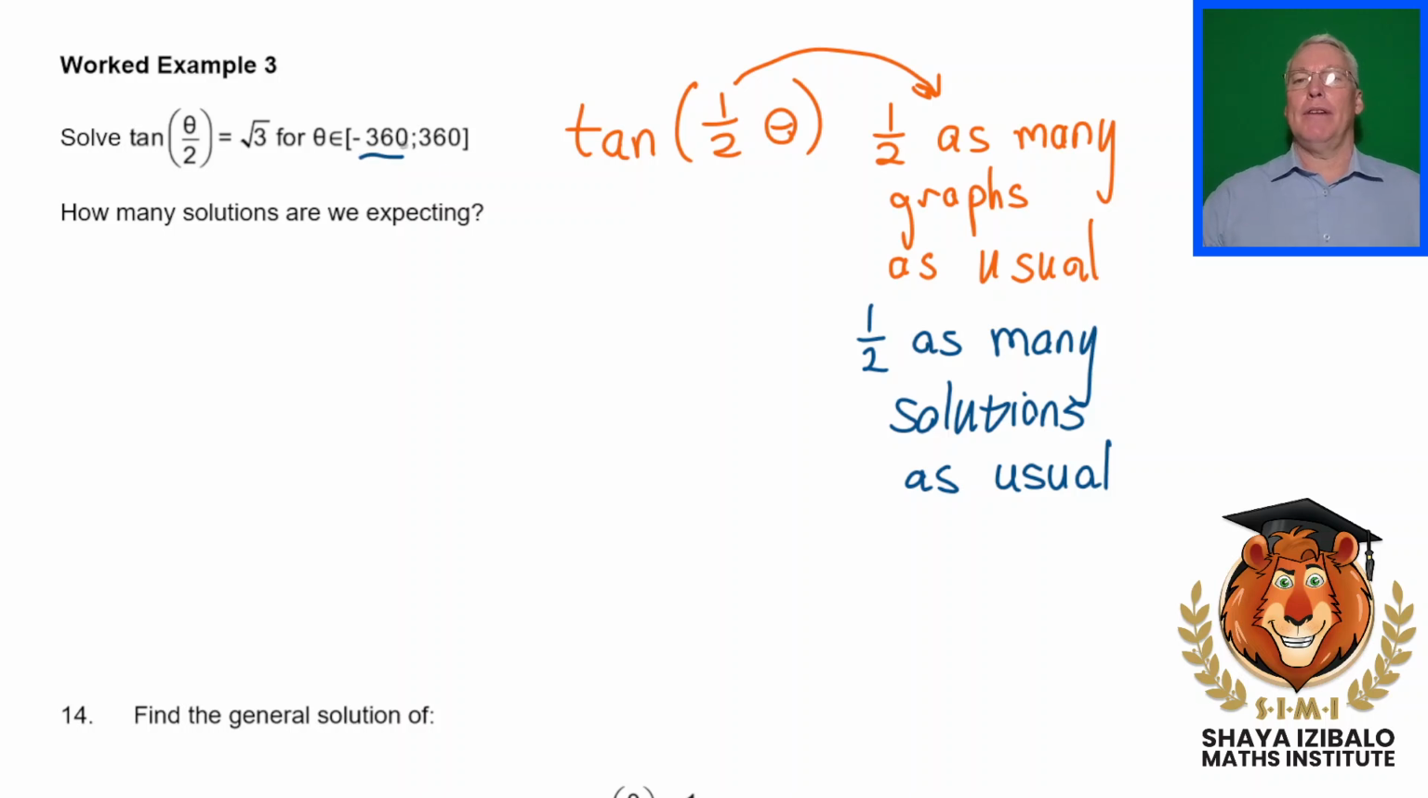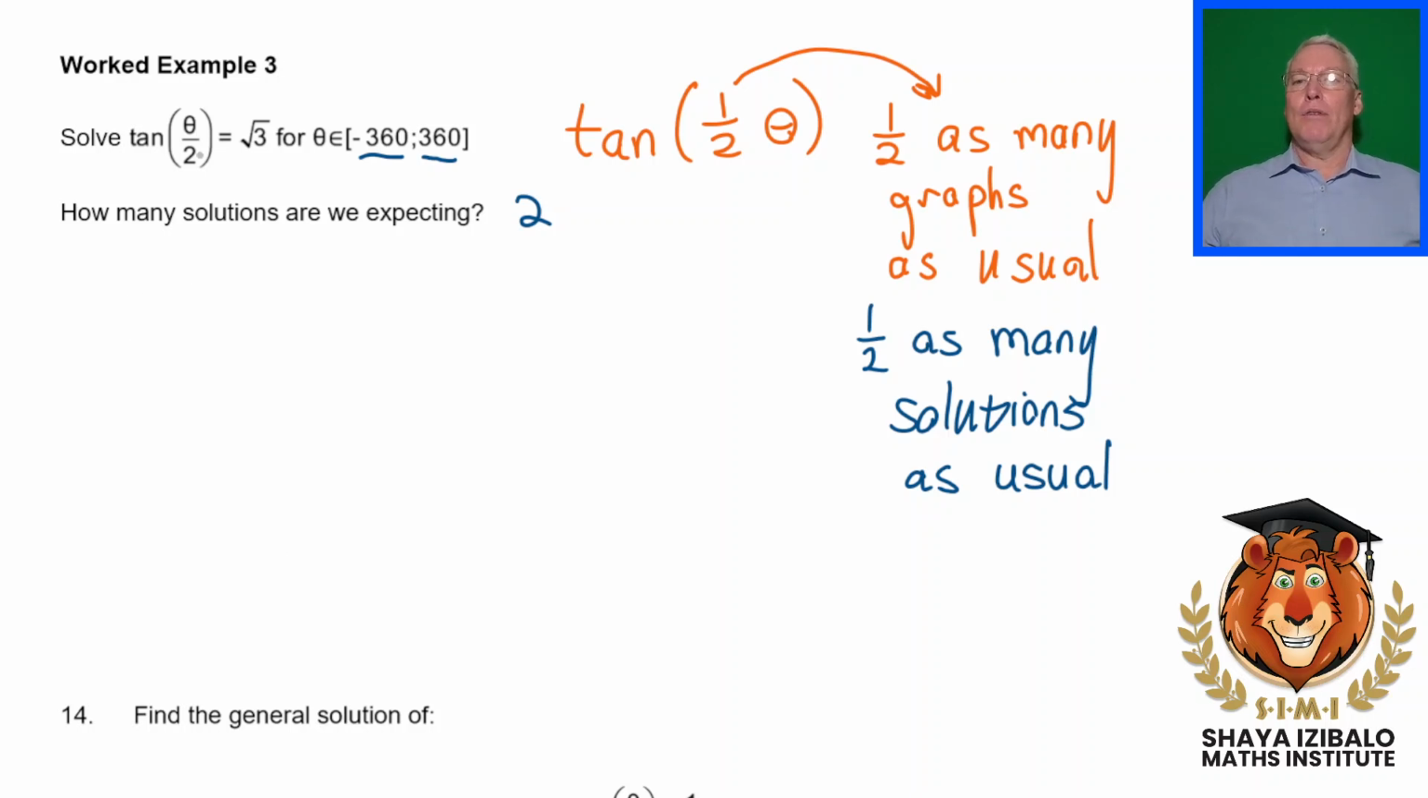But let's see how many rotations we have here. From minus 360 to 360, we've actually got 2 rotations. So we're going to expect 2 solutions. If it was tan theta, we would get 4 solutions, 2 per rotation. Now we only get half as many. We're going to get 1 per rotation, so a total of 2. Right, now we're going to solve this.